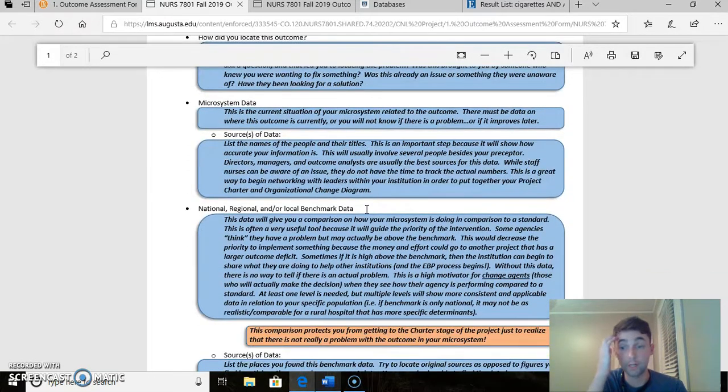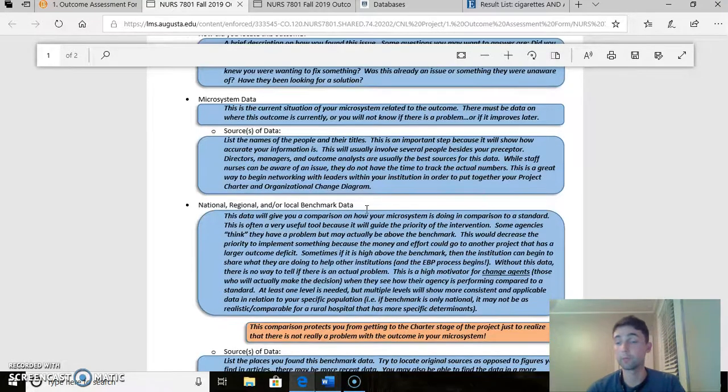You then want to compare that data to national, regional, and local statistics. So is this an issue? Are we actually performing better on our unit than the regional and national data, or worse? If you're performing better, it may not be something that you really need to investigate, but if you are performing at the same level as the national statistics or worse, that means that you have a good problem and you need something to address that issue. So that would be perfect for an intervention.